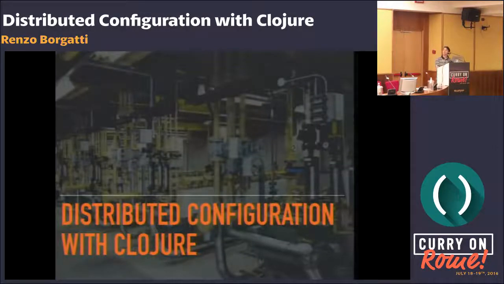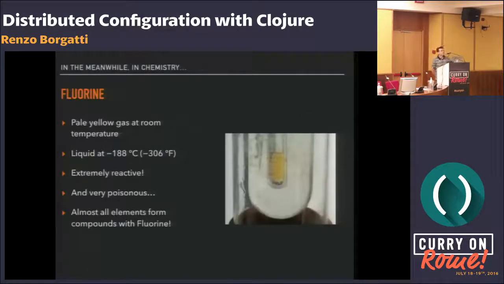Distributed configuration with Clojure. But before, in the meanwhile, in chemistry, fluorine is a pale yellow gas at room temperature. It can be liquefied if you cool it hard enough, down to minus 188 degrees Celsius. It's extremely reactive. That's a very interesting element in the table of elements. Of course, it's very poisonous. And maybe the interesting fact for the talk of today is that it tends to form compounds with almost every element, even the noble gases.